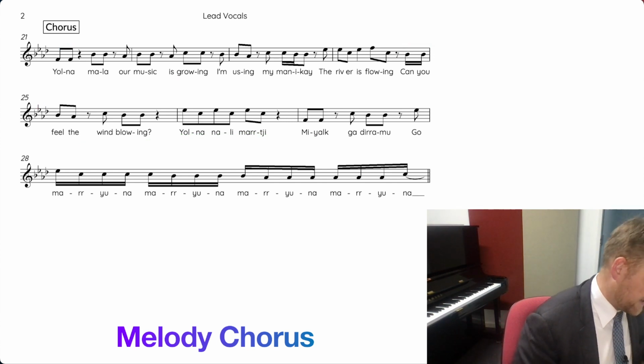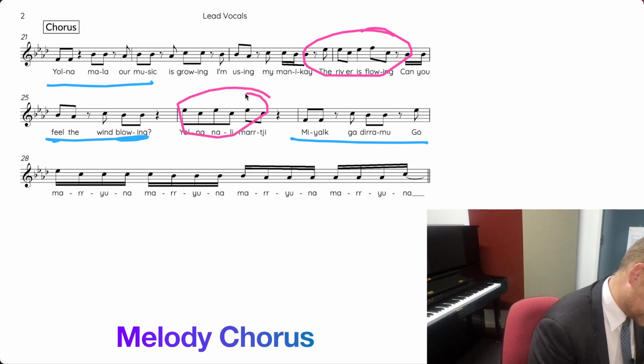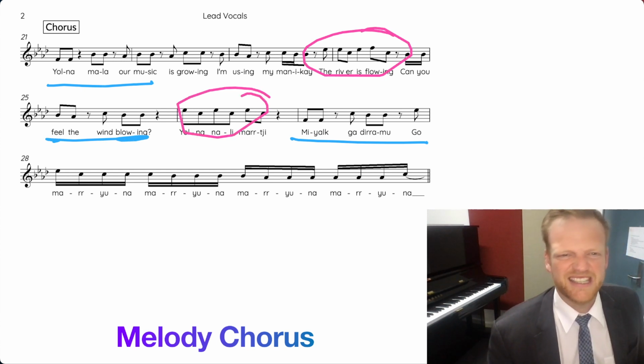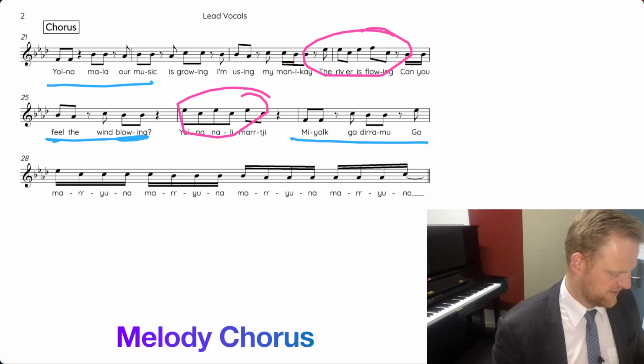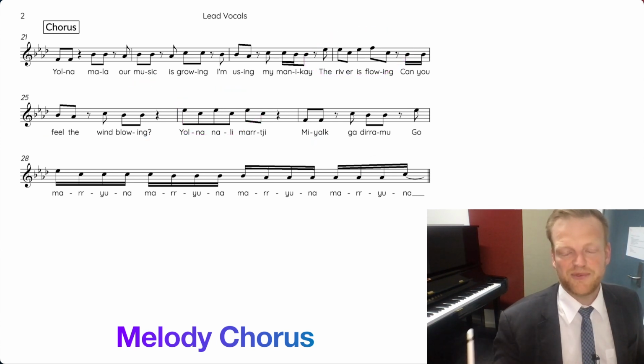But to be fair, this part here and this part here are the same, and maybe that's the same, and maybe this part and this part are the same, but they're not really. So I think it's a really interesting case to be made for this is actually one 8-bar phrase of melody, which is, I think, really interesting.